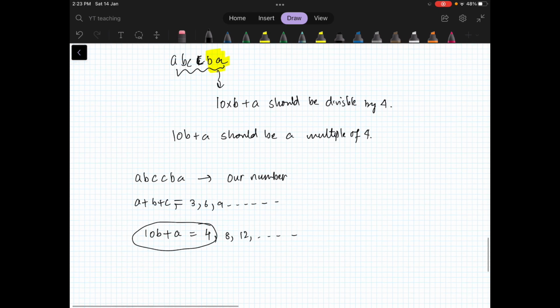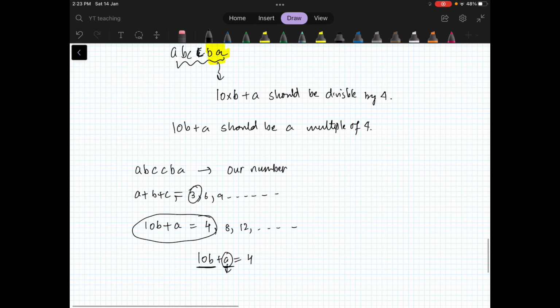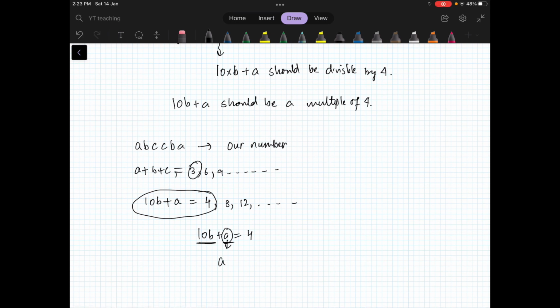Now because we are looking for the smallest number, we'll work with the smallest digits first. So 10B plus A should be 4. But it cannot be 1, right? Because 10B is an even number, if A is 1 that will give you an odd number on the left side, but we know that 4 is an even number. So A cannot be 1. This part should be clear: why A cannot be 1.